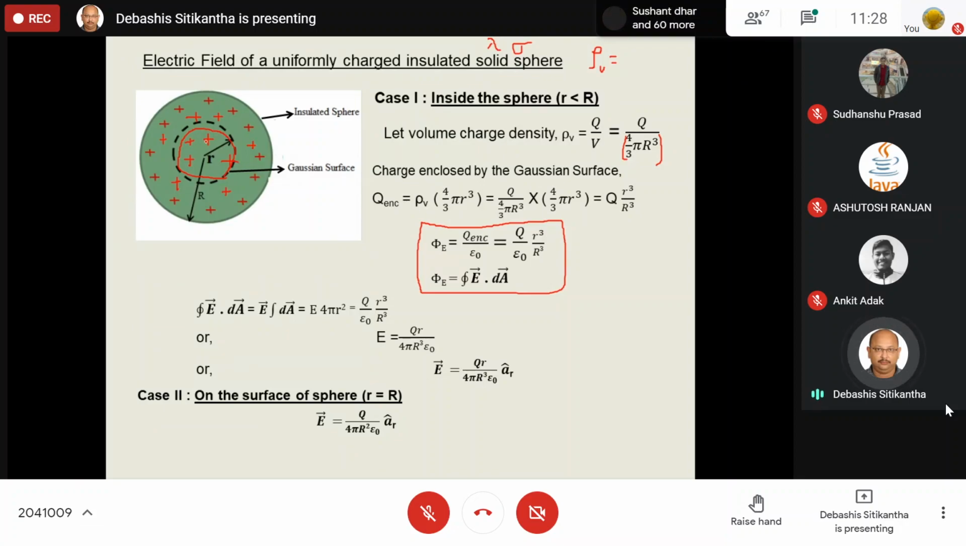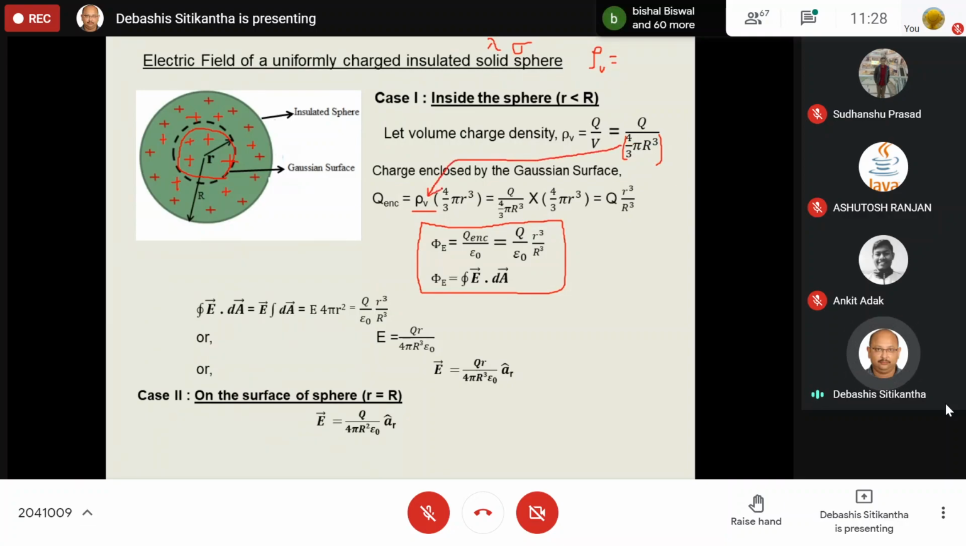The Gaussian surface is a closed surface or a volume. So for that, we will write rho V multiplied by 4 by 3 pi r cube. And please note, r is small over here, not capital. Now, we have already derived the expression for this rho V. So rho V is equal to capital Q by 4 by 3 pi capital R cube. So let us replace this over here.